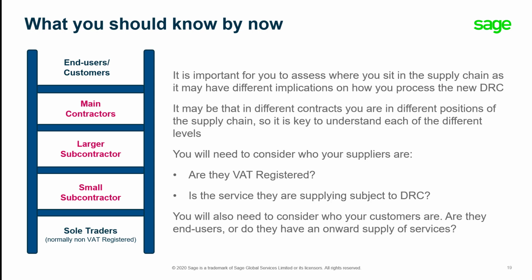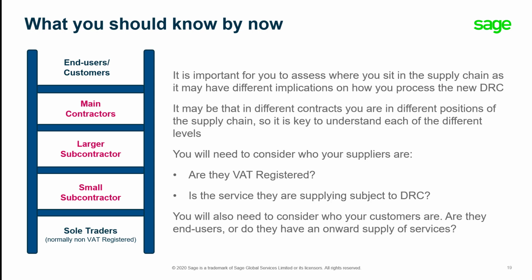In this example, our sole trader is at the bottom of the chain and they're not VAT registered, so domestic reverse charge does not apply to them. The end users or customers at the top of the ladder are the final link, and again, quite often these may be individuals or not VAT registered.